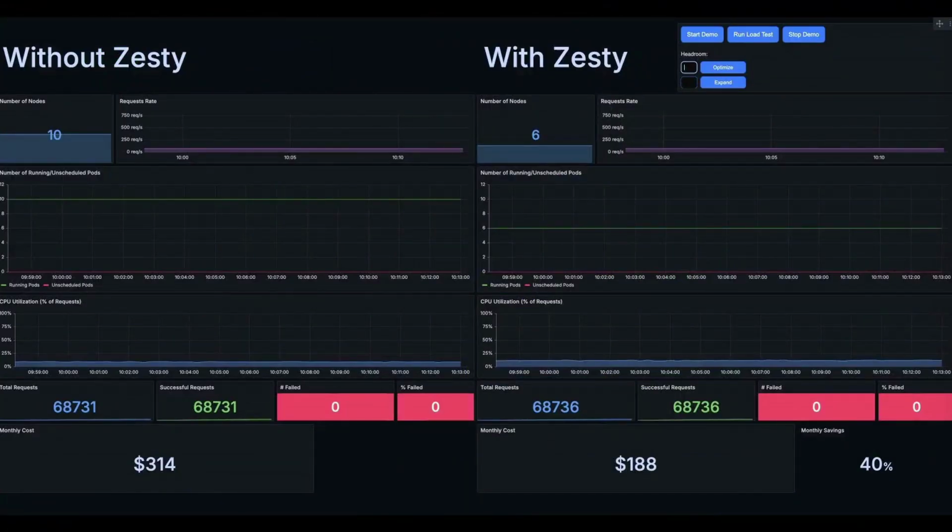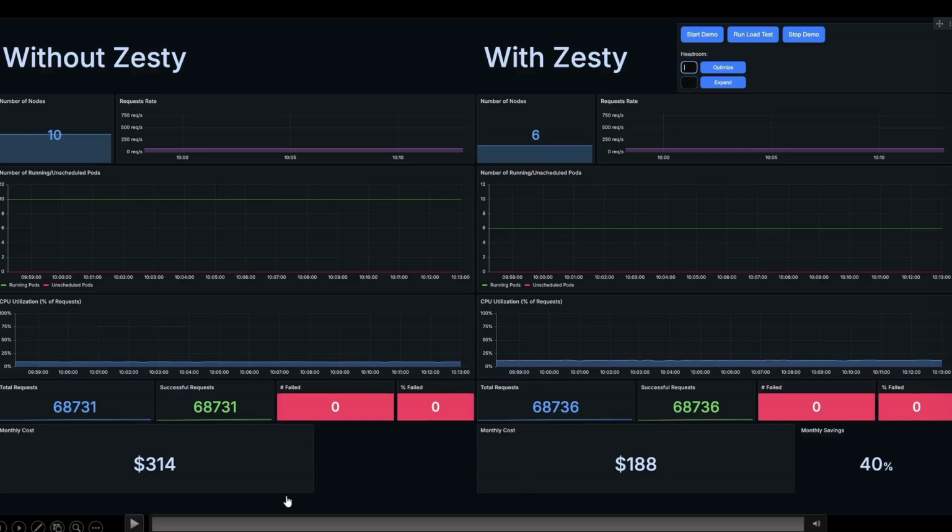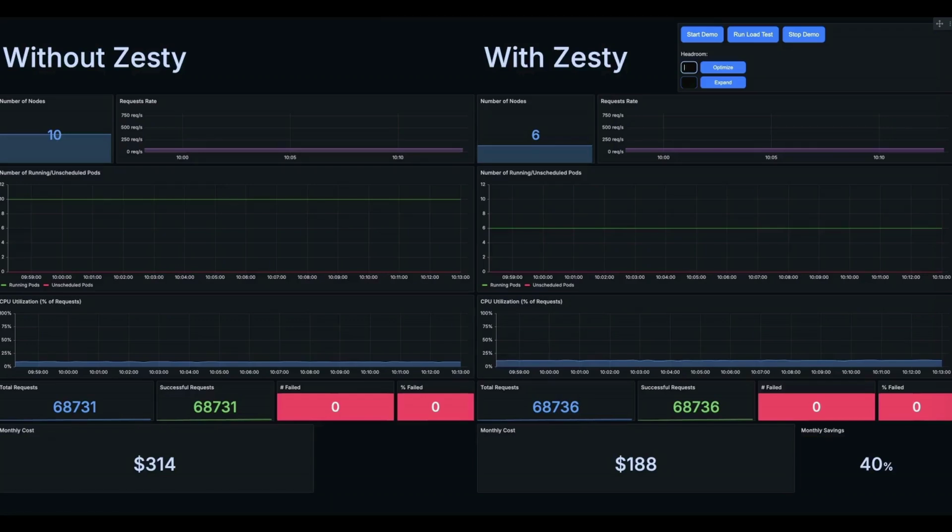All right, so this is Compass. I did promise you a very quick demo, even a 1 minute demo, to show you how the first solution, headroom reduction, actually works. So just to explain very quickly what you're seeing: these are 2 clusters side by side. The right one has 6 nodes, the left one has 10 nodes. Both are running on Karpenter, and both are running the same workload. You can see on the right side, we have Zesty installed.